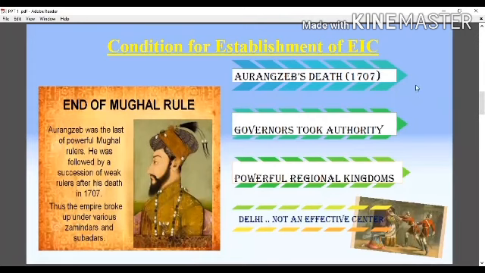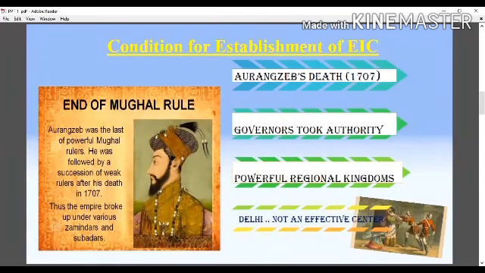Because you must be aware, the EIC, when they started coming up in India, they did not come all of a sudden. There was a very major rule which was going on previously, and it was the Mughal Empire, the very powerful Mughal Empire who had captured so many parts of India, and they were having a very strong foothold in India. Now, if the Mughal Empire was so strong and determined, how could they not prevent the Britishers from coming into India?